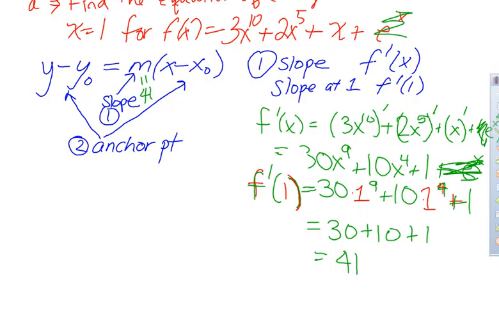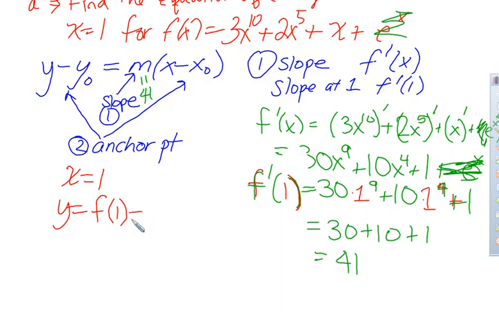Okay, the second thing I need is an anchor point. I know that my x-coordinate is 1. The question is, what is my y-coordinate? Well, my y-coordinate is, of course, the function output of 1, right? I go back to that original function, not to the derivative. The derivative at 1 gives me my slope. The original function at 1 gives me my y anchor point.